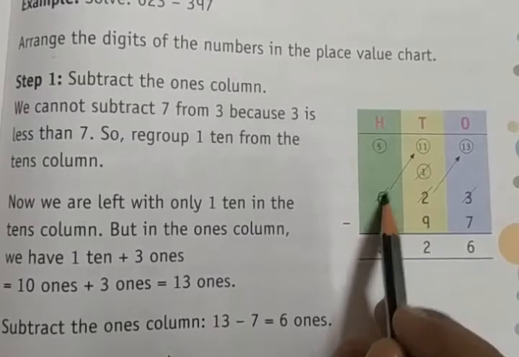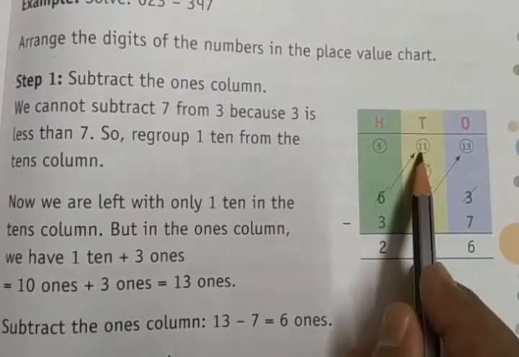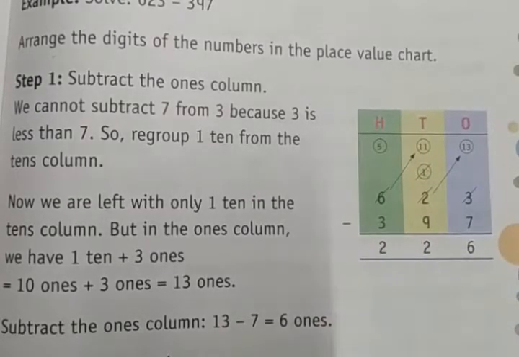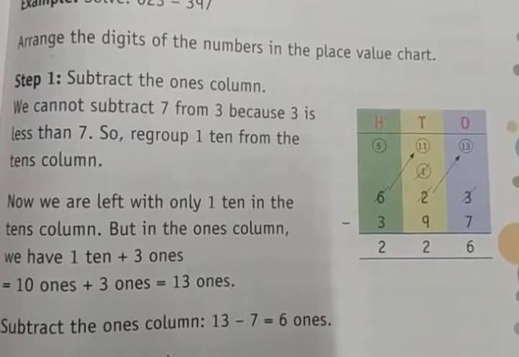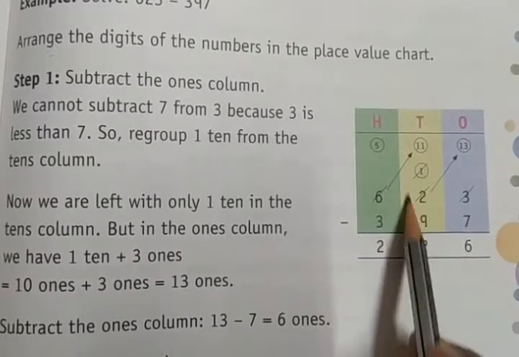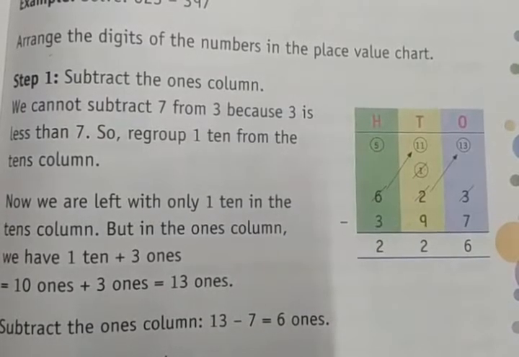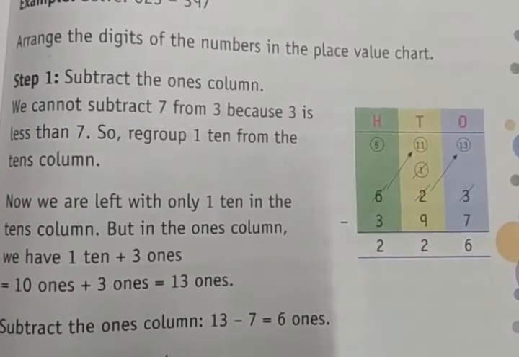So it was 6 earlier, and 5 remains because we have taken 1 as a borrow. 5 minus 3 is 2. The first step is we subtract this part, then this part, then this part. Okay, once again I will explain here.